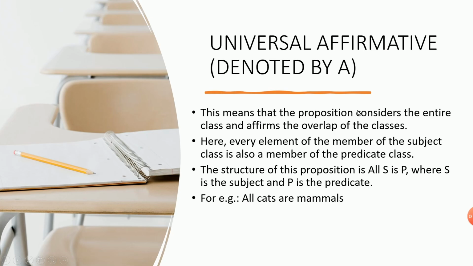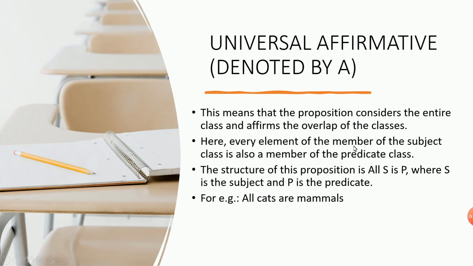This means that the proposition considers the entire class and affirms the overlap of the classes. Remember the Venn diagram I told you. There is one circle, and over that circle another circle is drawn. So the outer circle covers or overlaps the inner circle entirely. That means when A is the inner circle and B is the exterior circle, B overlaps A. So this statement affirms the overlap of the classes.